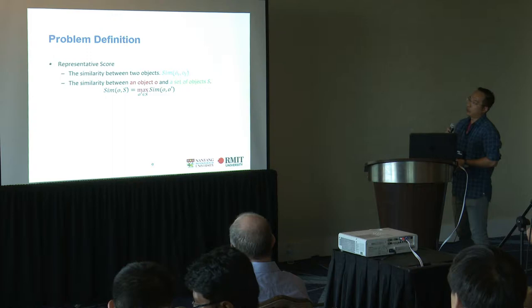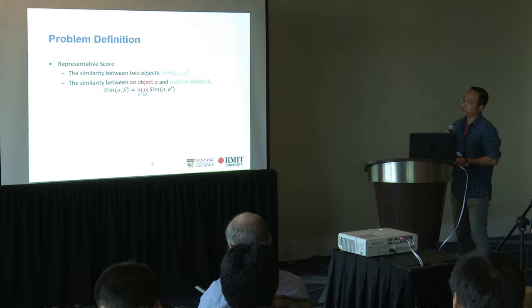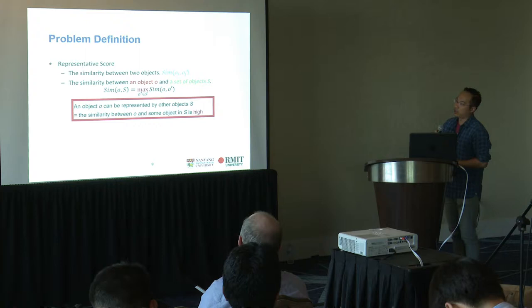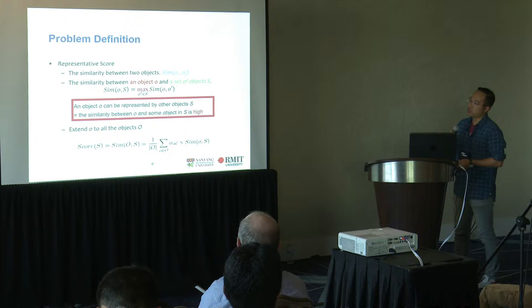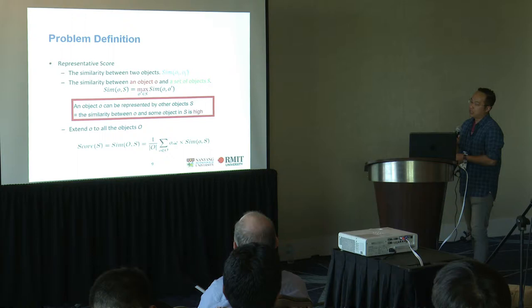So given two objects, we can compute the similarity. But given one object and a set of objects S, here we use the maximum similarity between one object O and another object in the set S. The intuition is that if this set S can represent the object O, it means that the similarity between O and some object in S is very high. So when extending from one object to all the objects, we have the following objective function. And in this work, we want to maximize this objective function as much as possible. Here we also consider the weight of each object.